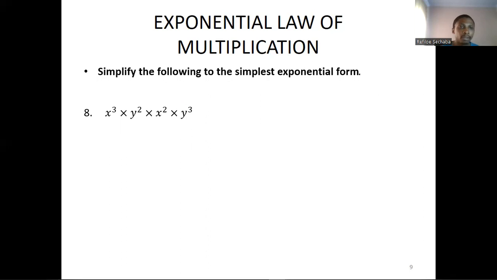Here you first multiply the x's together. That will give you x to the exponent of 5. What about the y's? Remember, when you multiply the variables, you just bring them together. So the y's will simply give you y to the exponent of 5. So the answer will be x to the exponent of 5 times y to the exponent of 5. Let's try this one out.